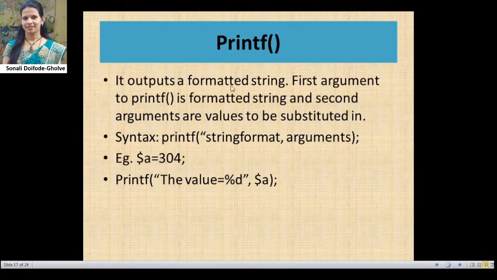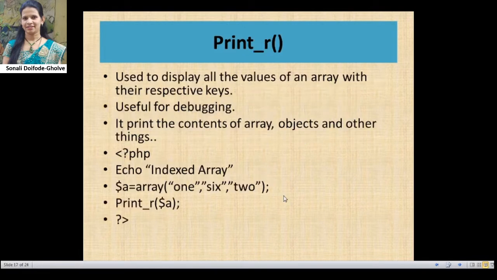It outputs a formatted string. The first argument to printf is the format string and the second arguments are values to be substituted in. We can use this like the C language printf. You can specify here %.2f or %.3f. As per your requirement, you can use different specifiers in this statement.